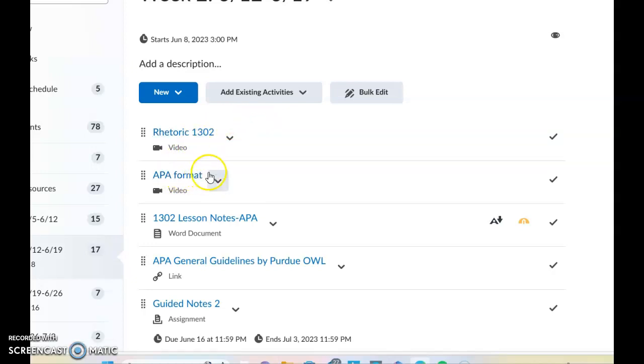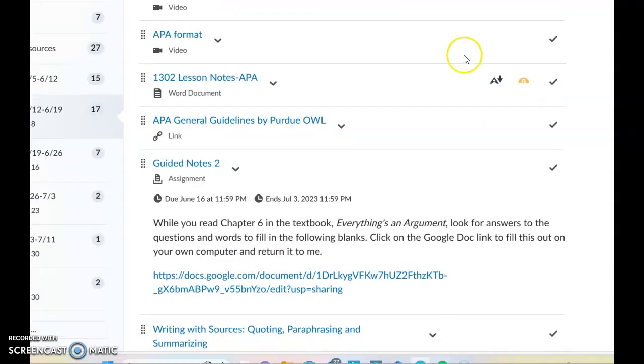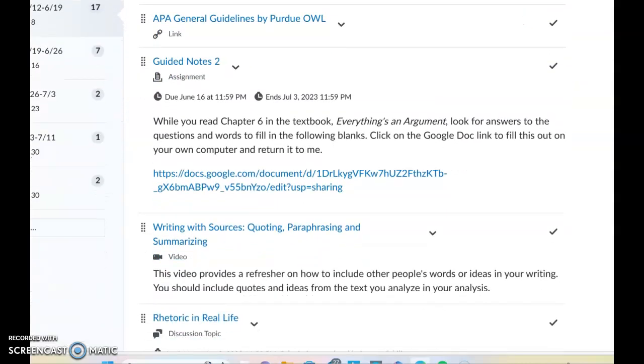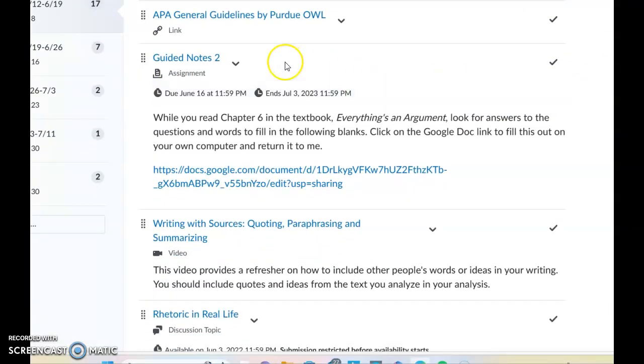And it is going to be written in APA format. So the second video is going over how to do APA formatting. The things below it are written guidelines about how to do APA formatting. So like the first week, after the teacher videos, you're going to have guided notes, and you'll need to read chapter 6 from the textbook, Everything's an Argument.